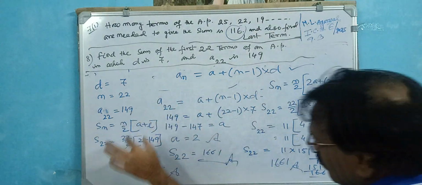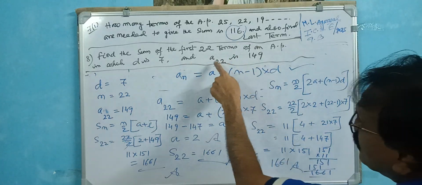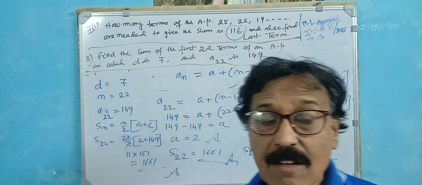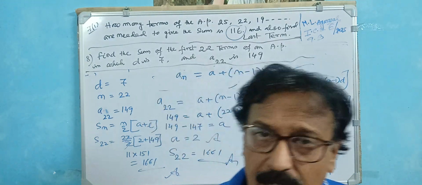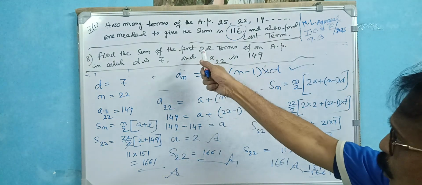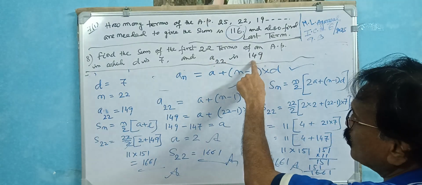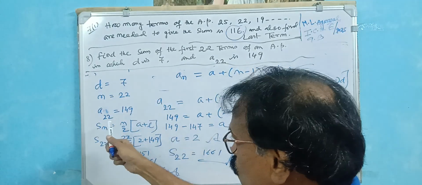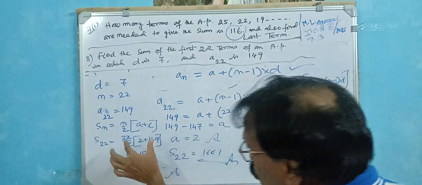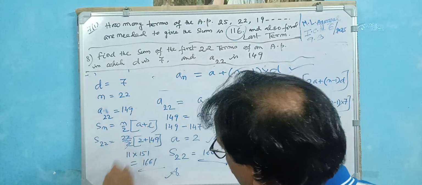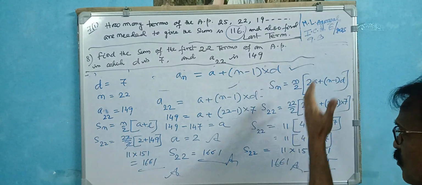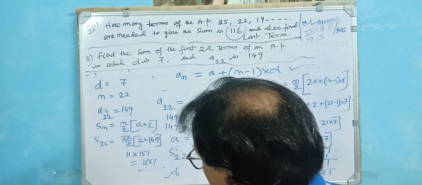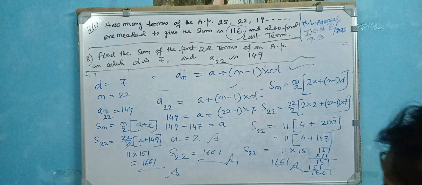This is the very short way. a22 is given as 149, which means it is the value of the 22nd term, or the last term, because the total number of terms is 22. You know the value of the last term, you know the value of the first term, and you know n is 22. So use the formula. It's very easy and takes less time. So you can follow this process also. Clear?